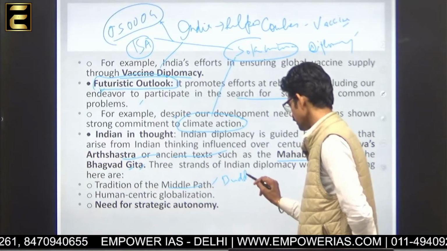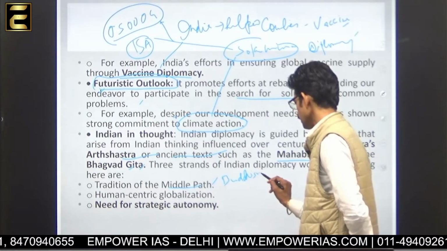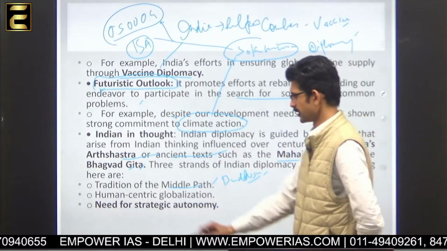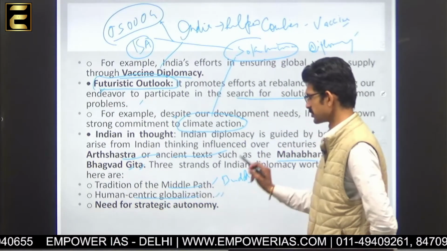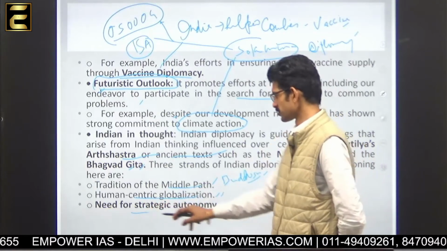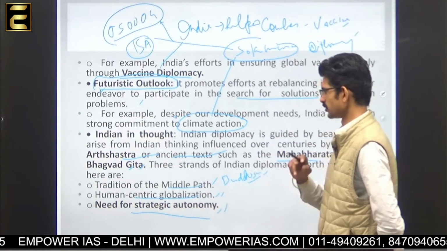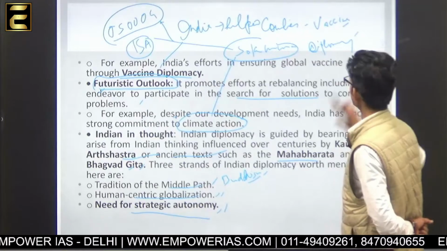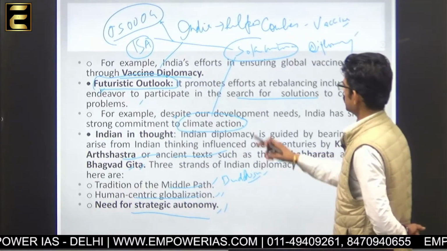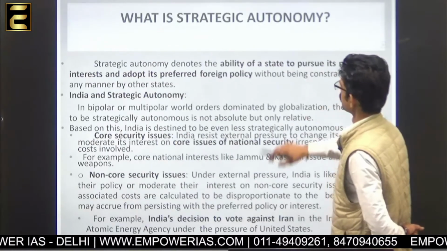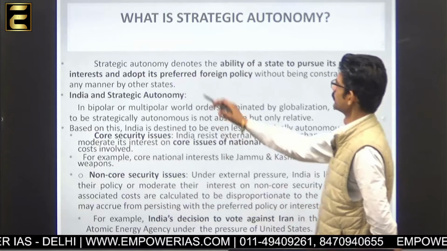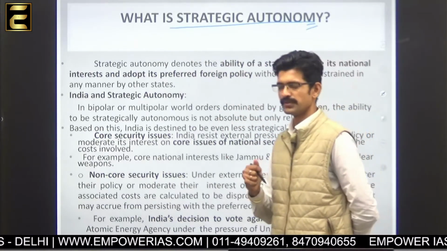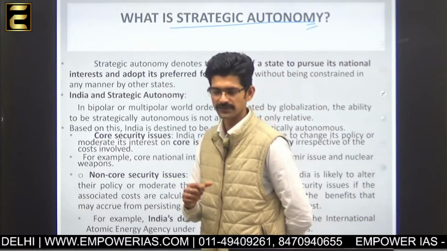भगवान बुद्ध के द्वारा दिए गए मध्यम मार्ग को पालन करते हुए भारत ने नॉन अलाइन्ड मूवमेंट का पालन किया. Then human centric globalization was prevailed and need for strategic autonomy was also prevailed under non-alignment movement. Then India's push for the strategic autonomy. What is strategic autonomy, friends? Now again, which makes a good part of your prelims as well as mains.